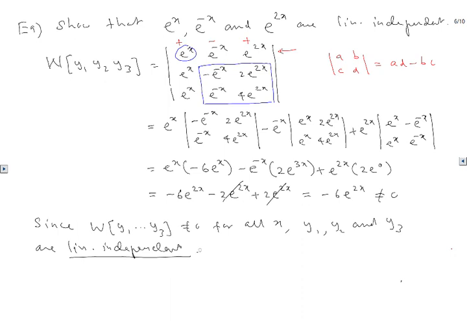Good. So this is a Wronskian test, and we use the Wronskian test to show linear independence of three functions, but it's the same thing for four. It can be complicated when you get a larger determinant, but this is how we're going to do it.